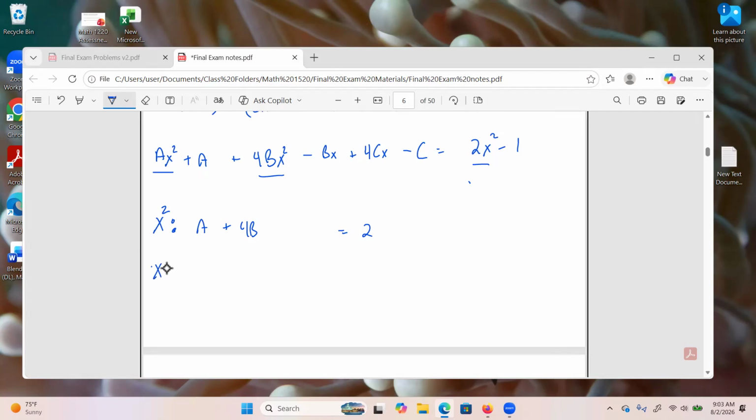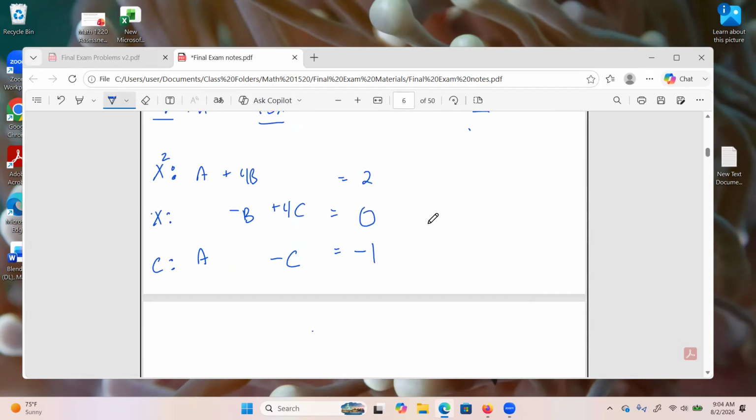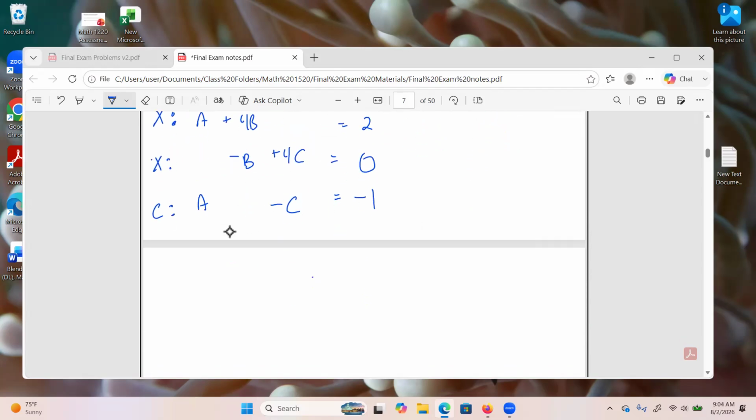For my linear term, my x, we have negative B plus 4C is equal to, well, I'm looking at the right-hand side. I don't see any x's. Does that mean I just ignore this? No, that means there's 0 of them. And then for my constant term, we have A minus C is equal to negative 1. That's a little system that we have to solve here. It's not too bad. So it's 3 equations, 3 unknowns.